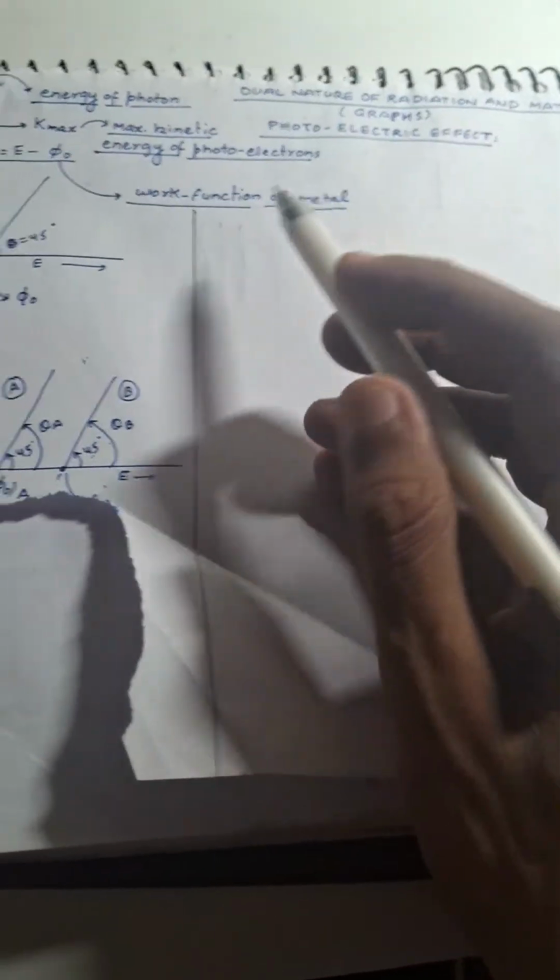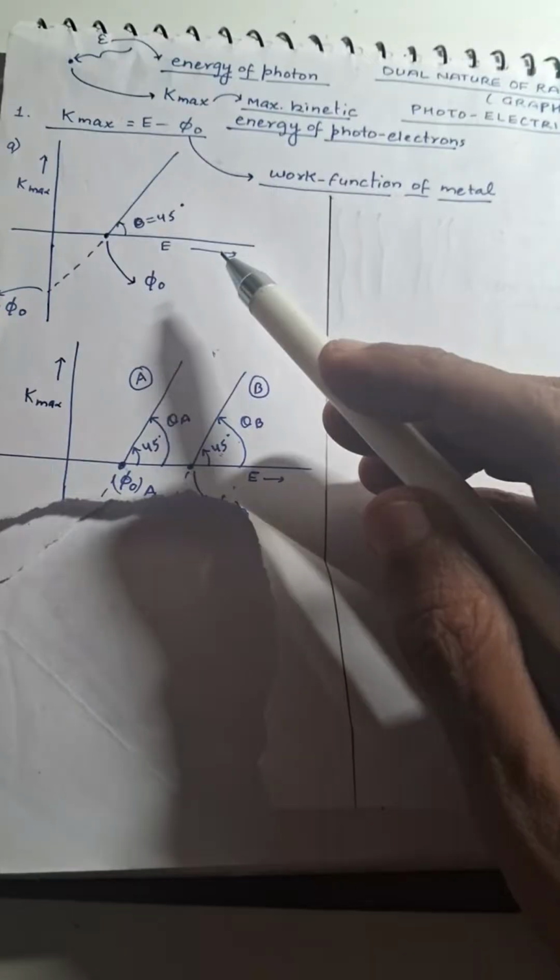Then we have certain questions based on the kinetic energy Kmax versus energy of photon graph and its variation for two different cases.